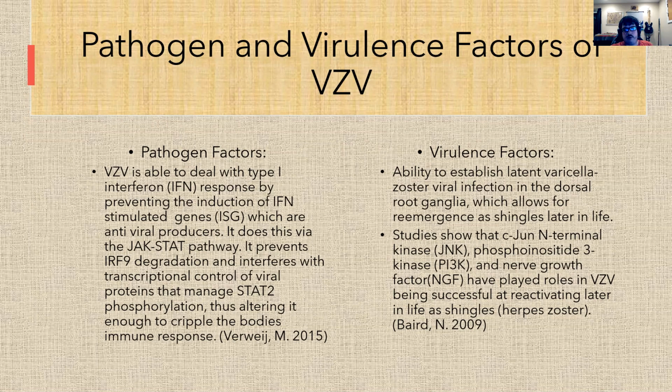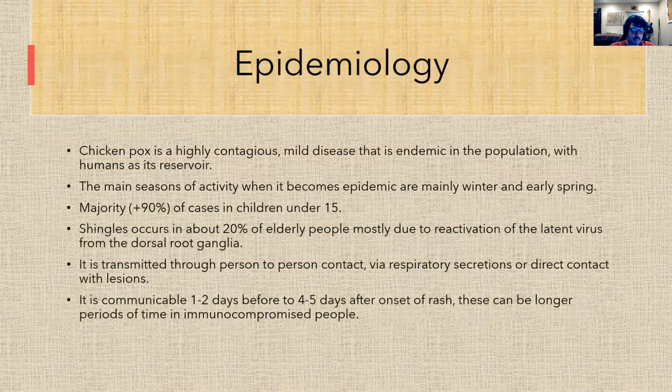Another interesting virulence factor that I put on there was the ability to establish this latent infection in the dorsal root ganglia, which can later emerge as shingles later in life. A lot of these factors involve JNK, PI3K, and NGF, which are different proteins, different enzymes and nerve growth factors that have been successful at creating this induction into the dorsal root ganglia.